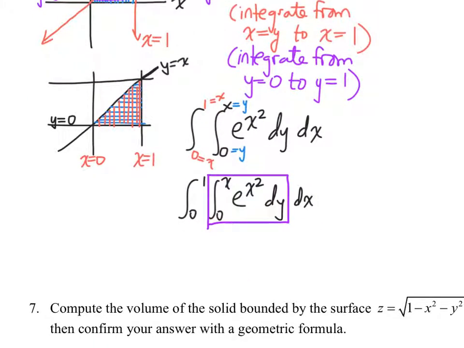I'm taking the antiderivative of e to the x squared. There's no y in it. So that's like saying take the antiderivative of a constant. What would it be? The constant times the variable. So e to the x squared times y. Now that's happening over the interval of 0 to x. So we're going to have x e to the x squared, minus e to the x squared times 0, so I'm not going to write that. And then we can integrate that over the interval of 0 to 1.